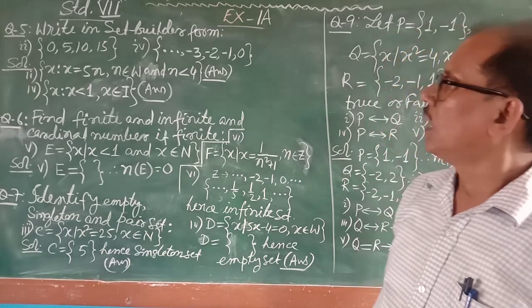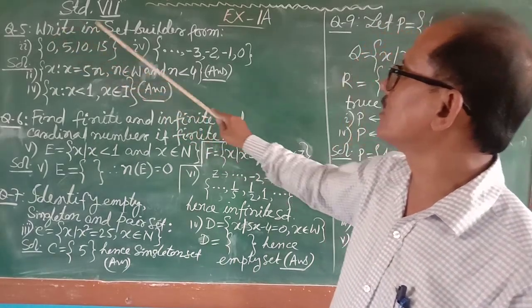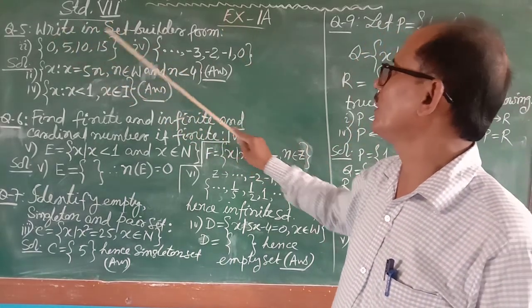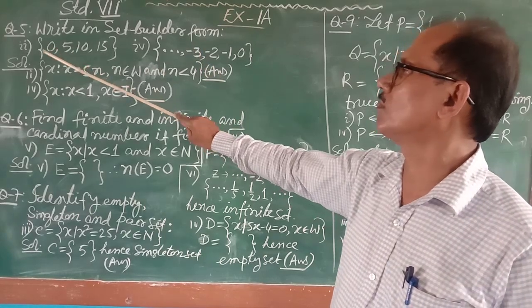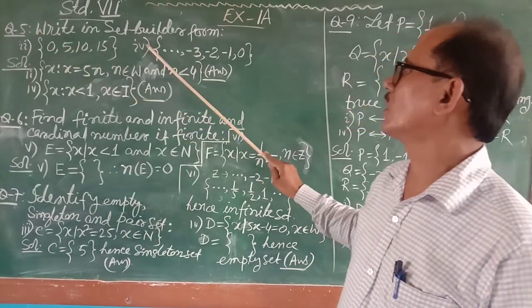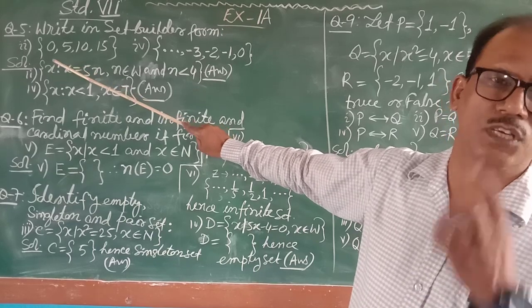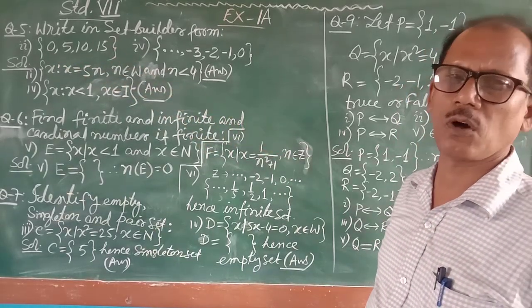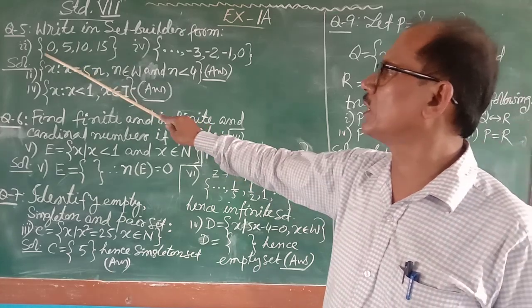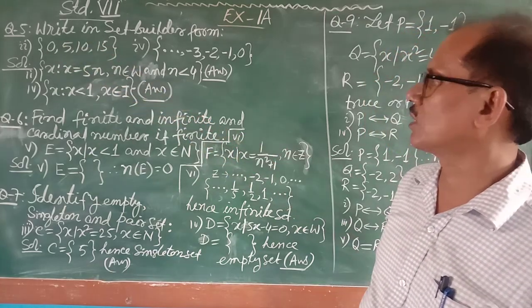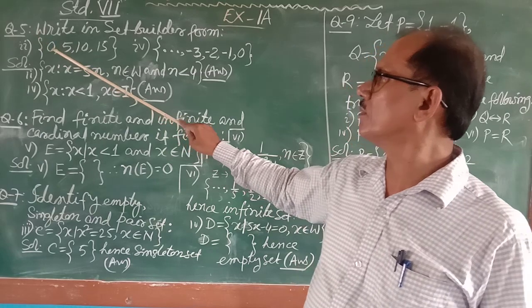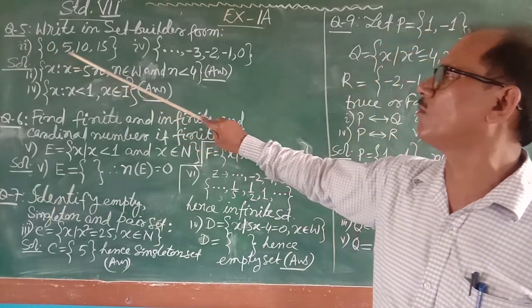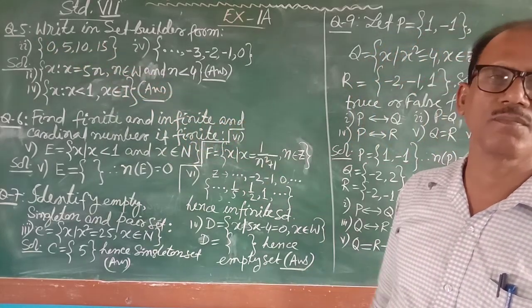Now question number 5 says: write in set builder form. It is given in roster form. I have taken question number 5, the second and the fourth sum, which are given in roster form. Roster form means only the elements are given, separated by commas without repeating any element, within curly brackets or braces. Could you understand? So in question 2, the elements are 0, 5, 10, 15.